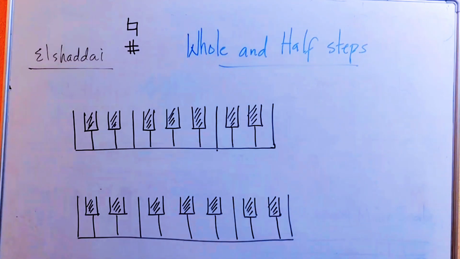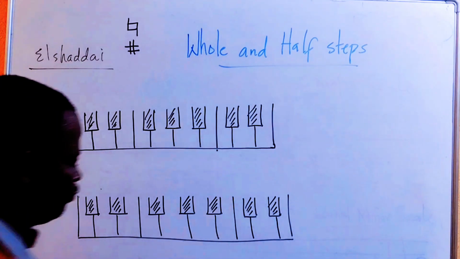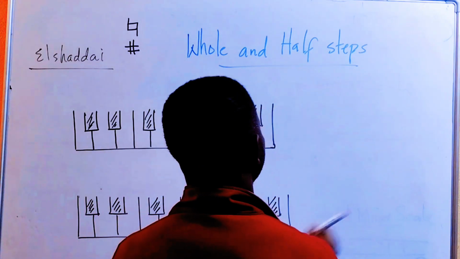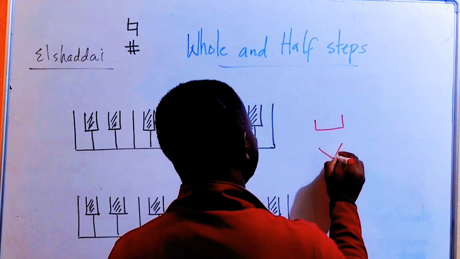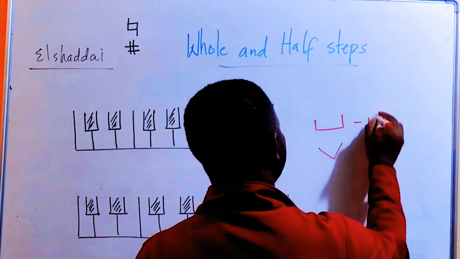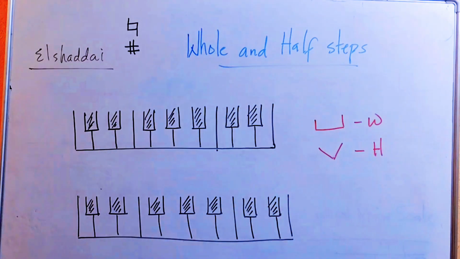Okay, discussing whole step and half step. Primarily, we use this sound for the whole step. This sound is being used for the whole step, and this sound is being used for the half step. So when you see the sound, you mean whole step. When you see the sound, you mean half step. So we have whole step and half step.